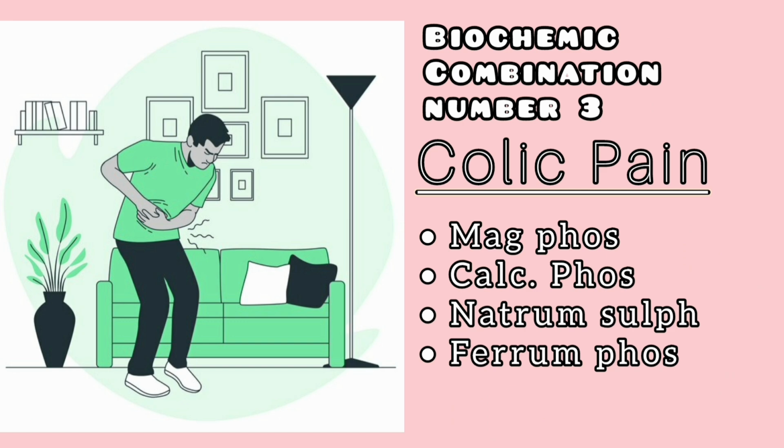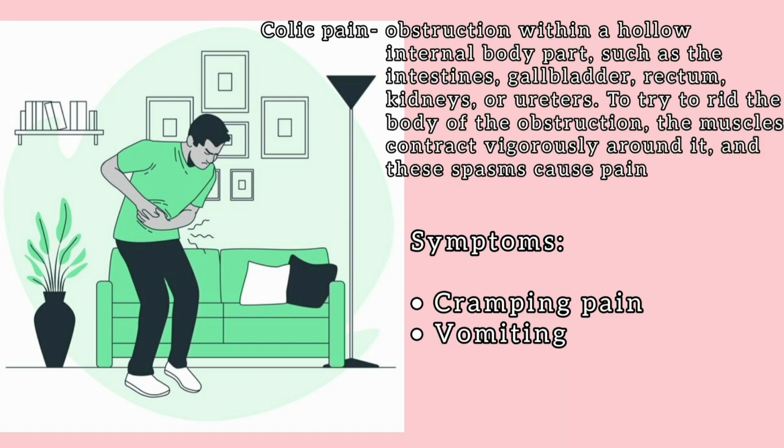Biochemic combination number 3, colic pain. Mag phos, calc phos, natrum sulf, ferrum phos. Colic pain is caused by obstruction within a hollow internal body part such as the intestine, gallbladder, rectum, kidneys, or ureters. To try to rid the body of the obstruction, the muscles contract vigorously around it, and these spasms cause pain. Symptoms include cramping, pain, and vomiting.